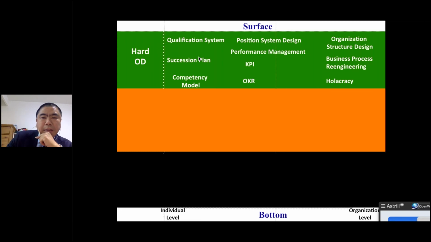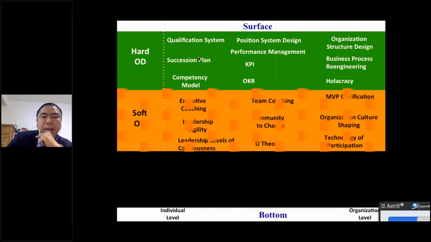If we go a little bit deeper, we will find other methods and approaches. Executive coaching, for example, at the individual extreme, and MVP, mission, vision, purpose clarification, and organizational culture shaping, technology of participation, which means facilitation, on the organizational level. All this is about improving the soil of the organization. I call it soft OD, but that is not the whole story.